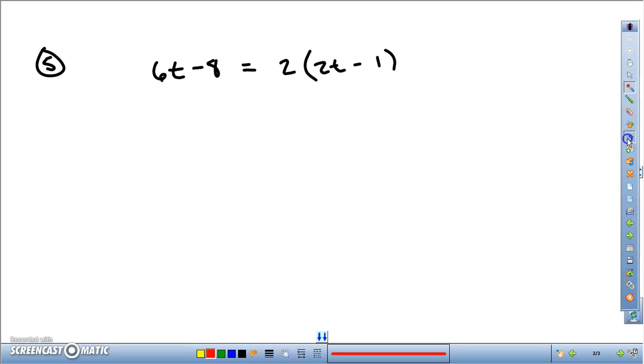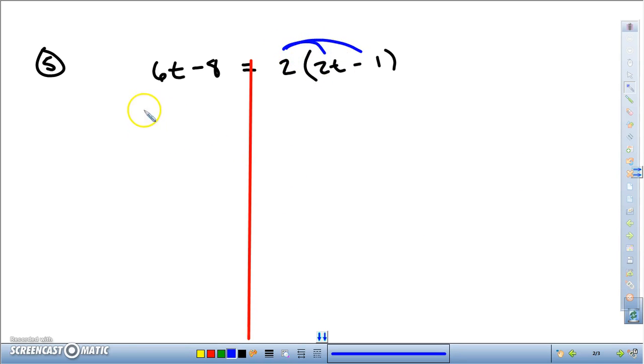I do have distribution that needs to be done on the right side of the equation, so that's my first order of business. Take the 2, distribute it here and here. I can go ahead and bring down exactly what I have on the left because nothing's happening over there. 2 times 2t is 4t. 2 times -1 is -2.